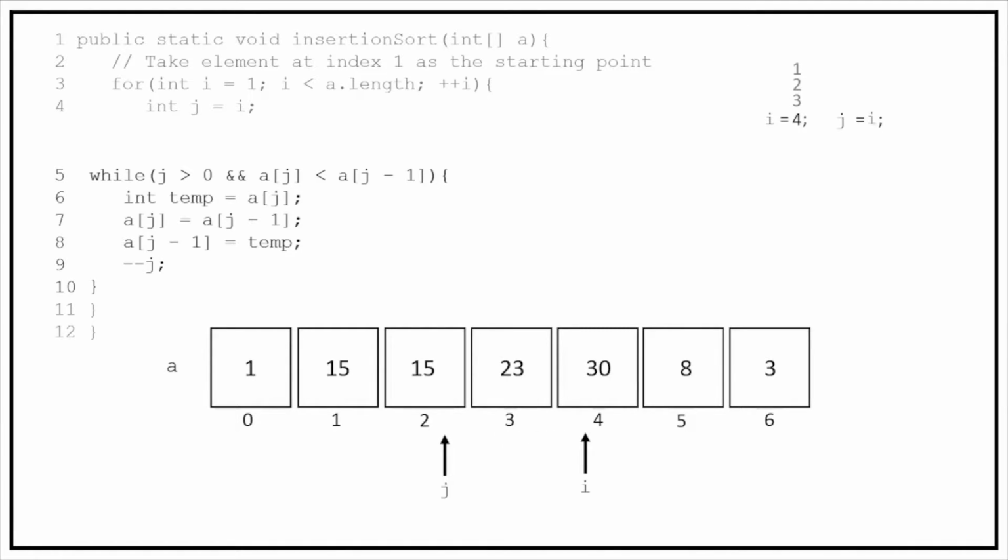J is equal to I, which is index 4, and we begin again. Is 4 greater than 0? True. And is 30 less than 23? False. This means that this iteration is done, and I will increment.